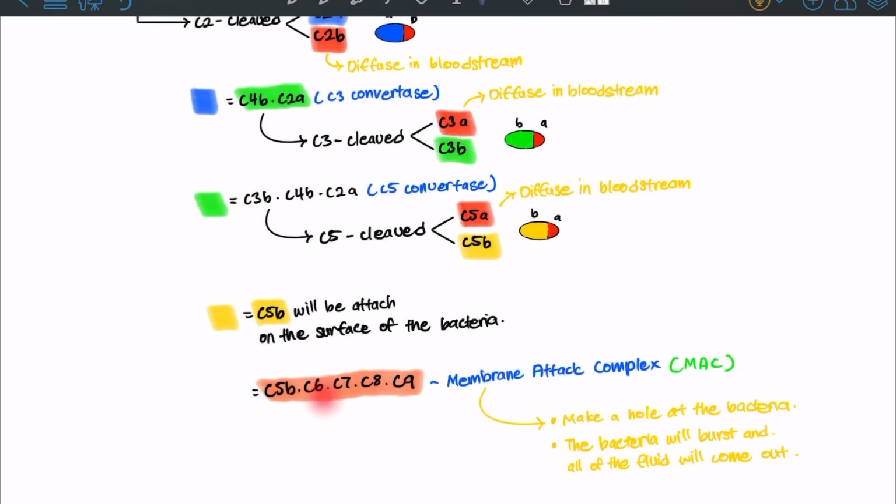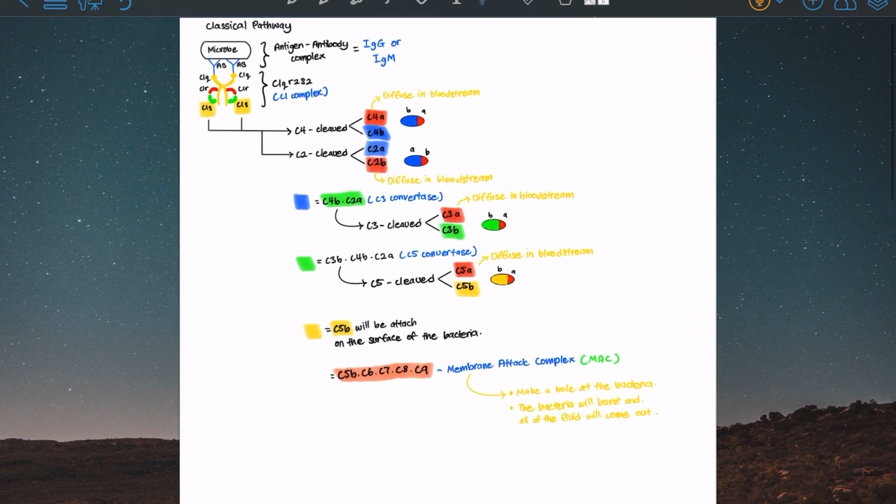After that, C6 will come and bind beside C5b, up to C9. This will form C5b, C6, C7, C8, C9. This is called the membrane attack complex, or MAC. The moment C9 binds with C5b, C6, C7, C8, it will make a hole in the bacteria. Thus, this will make all of the fluid in the bacteria come out and eventually make the bacteria burst and die. That's all for the classical pathway in the complement system.